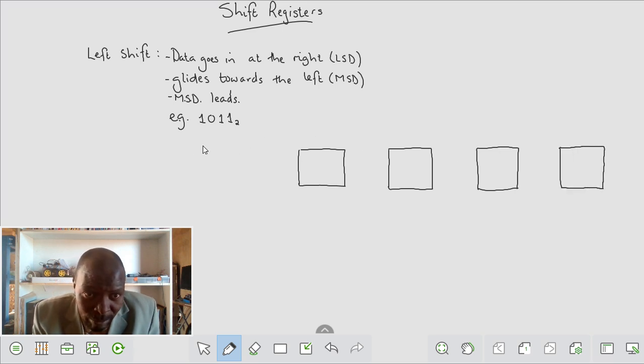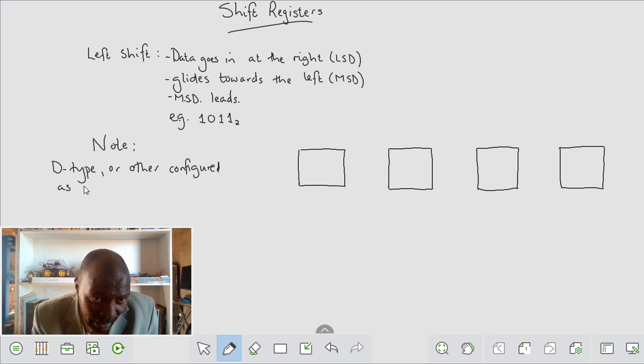So first of all, remember, as long as we are dealing with shift registers, we are using D-type flip-flops, or others configured as a D-type. I'm writing a reminder here. I've mentioned this before.